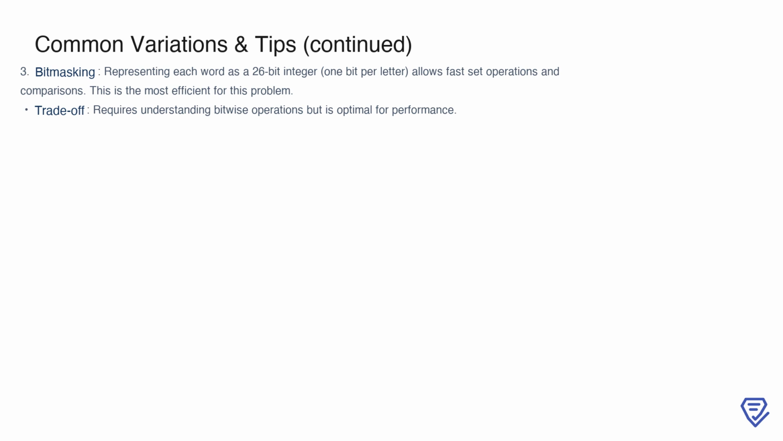By representing each word as a 26-bit integer where each bit corresponds to the presence or absence of a specific letter, you can perform comparisons and set operations extremely quickly. For instance, adding one letter is as simple as flipping a bit, and checking membership becomes a fast operation. This method is highly optimized for both time and space when compared to sorting or frequency arrays.